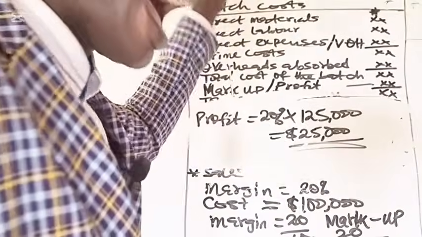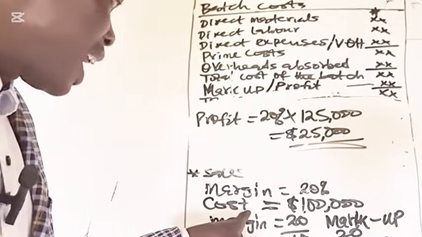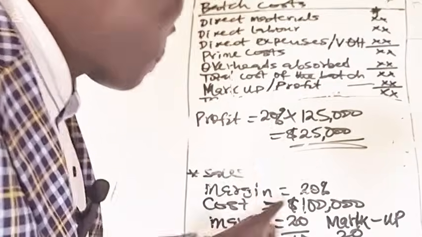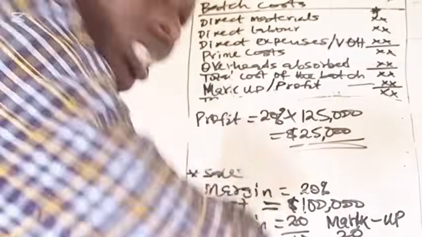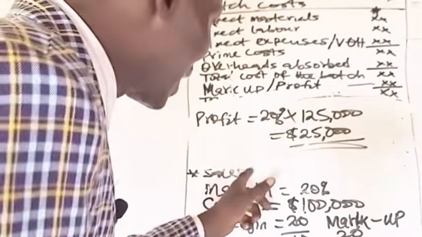Markup to margin, add the numerator to the denominator. But the example, the illustration I have made, this is from margin to markup. From margin to markup, you subtract the numerator from the denominator. Please bear that in mind.